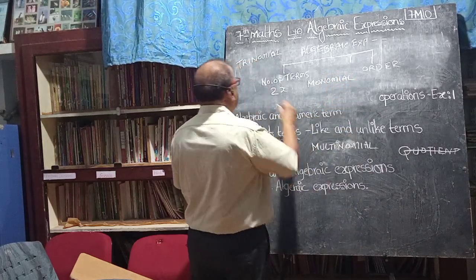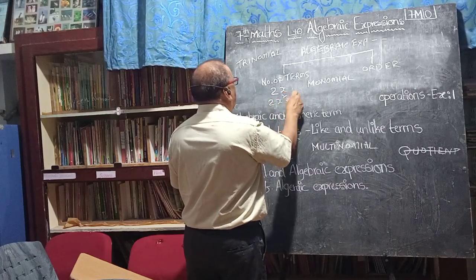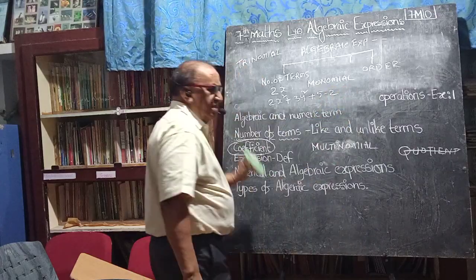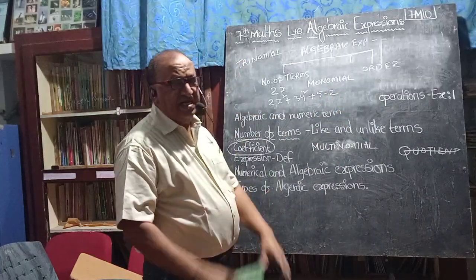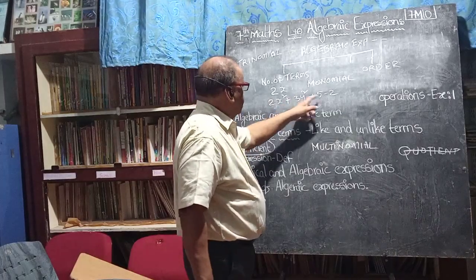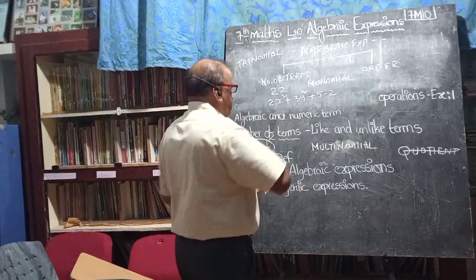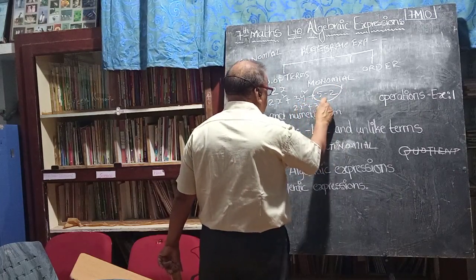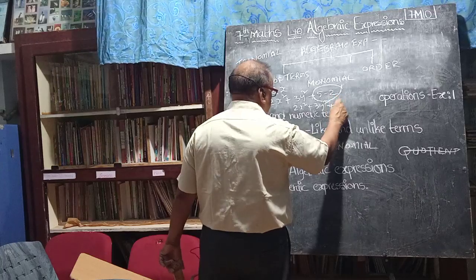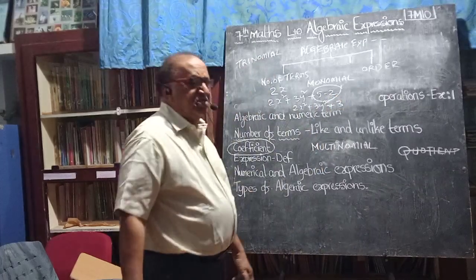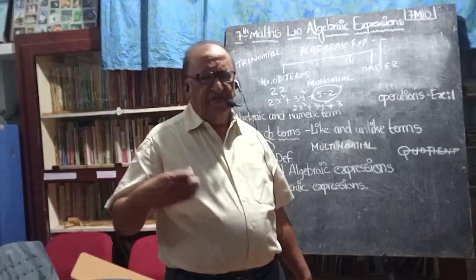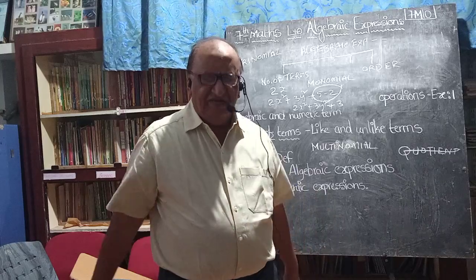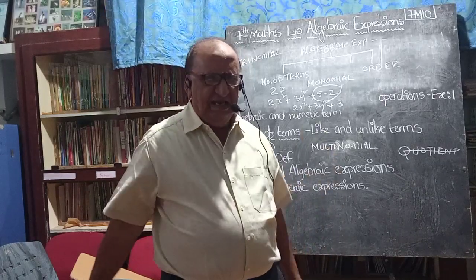Okay? Now, suppose you have 2x square plus 3y square plus 5 minus 2. Is this a multinomial? You can easily count 1, 2, 3, 4. No, you cannot do that, because you have to simplify here. So 2x square plus 3y square plus 3. That's a trinomial. So that means to decide whether it is a binomial, trinomial, monomial or multinomial, first of all you have to simplify the terms.